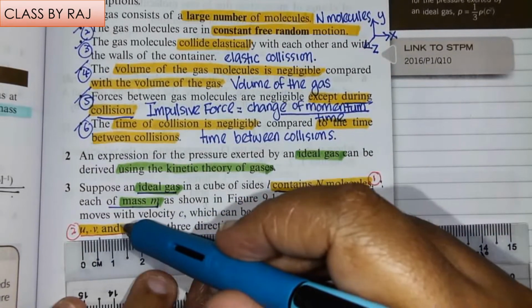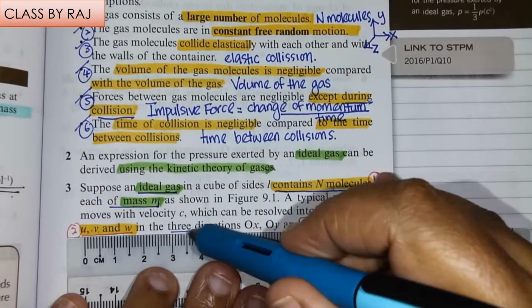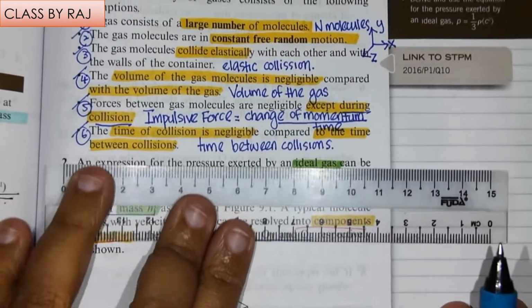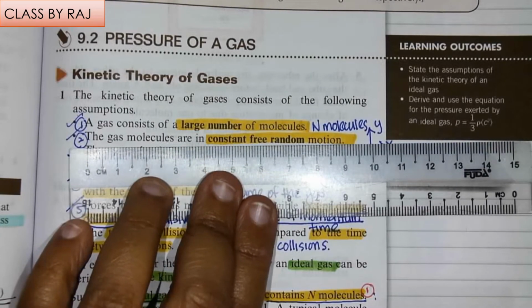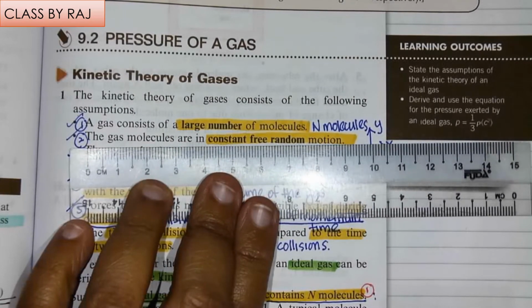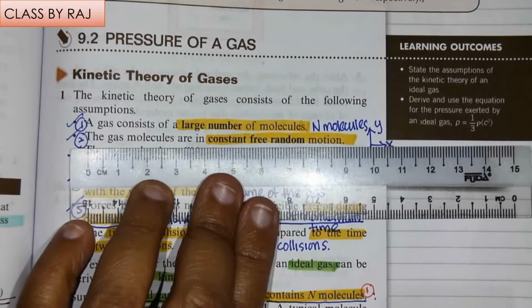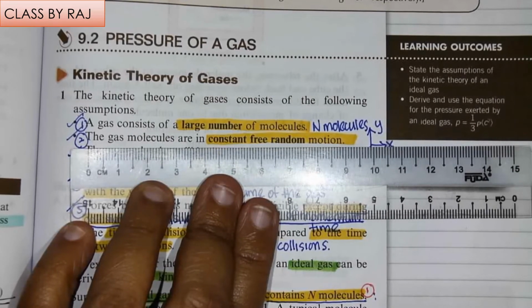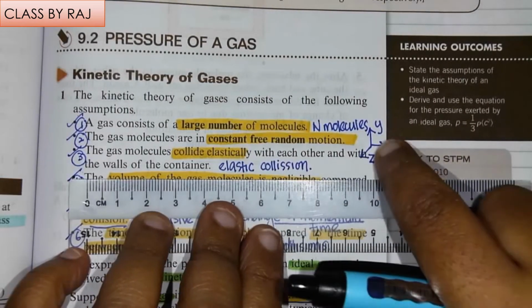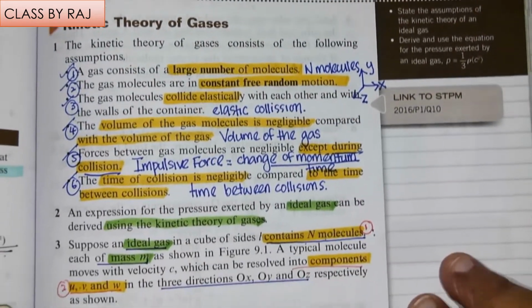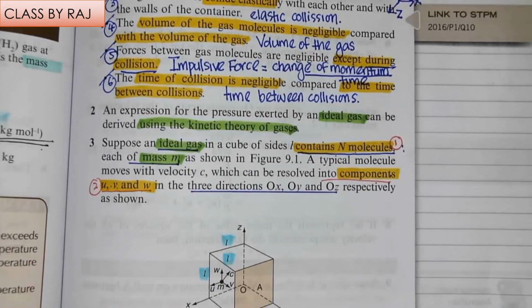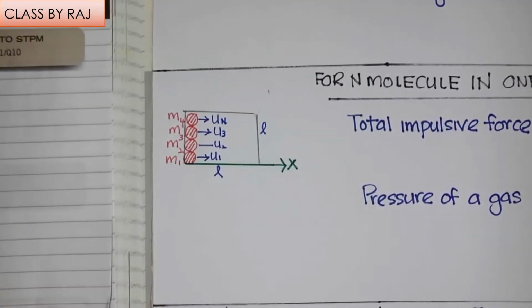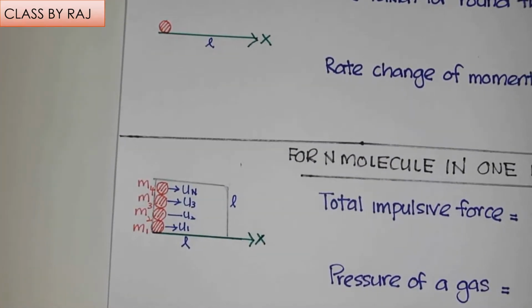The components u, v and w in 3 directions are related to the assumption that the gas molecules are in constant, free, random motion. They are moving in free random Brownian motion, which we assume along x, y and z respectively, as shown. I'm going to explain to you all here.